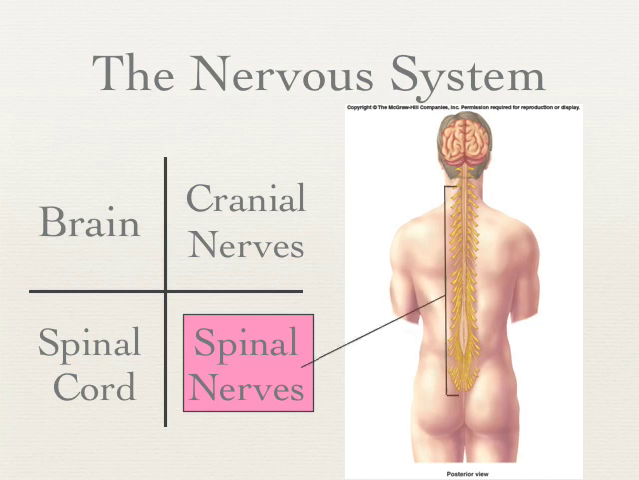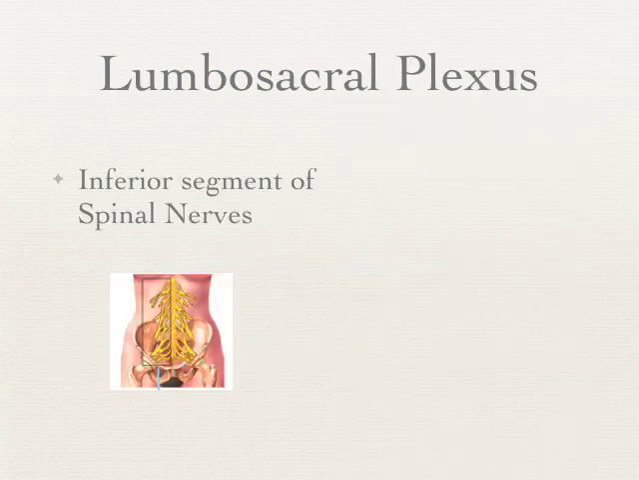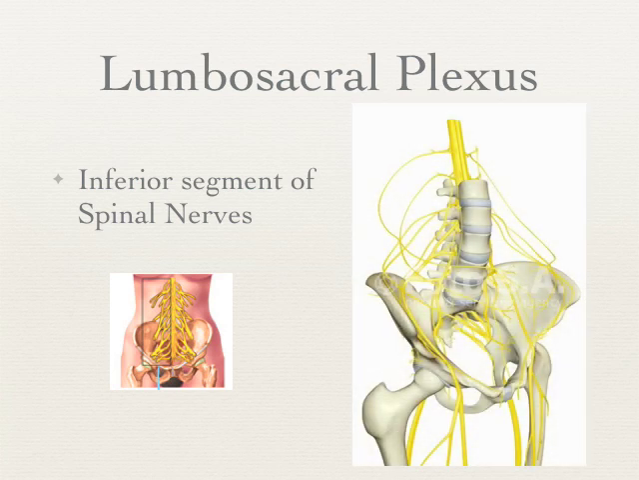Spinal nerves. Our focus here in the lower limb is going to be these spinal nerves. They come out of the spinal cord. We're going to focus right here because these are the nerves that ultimately migrate out and attach to structures in the lower limb. Now, the inferior part, the lower part of the spinal nerves, the ones that are illustrated here, you can see the hip and the torso here. These are known as the lumbosacral plexus of nerves.